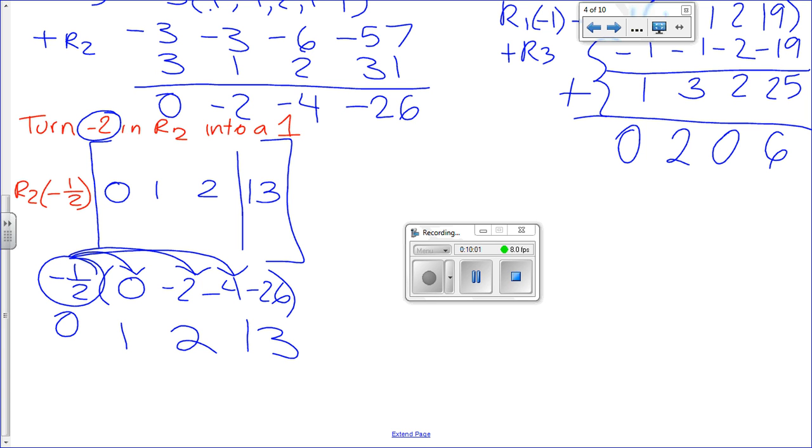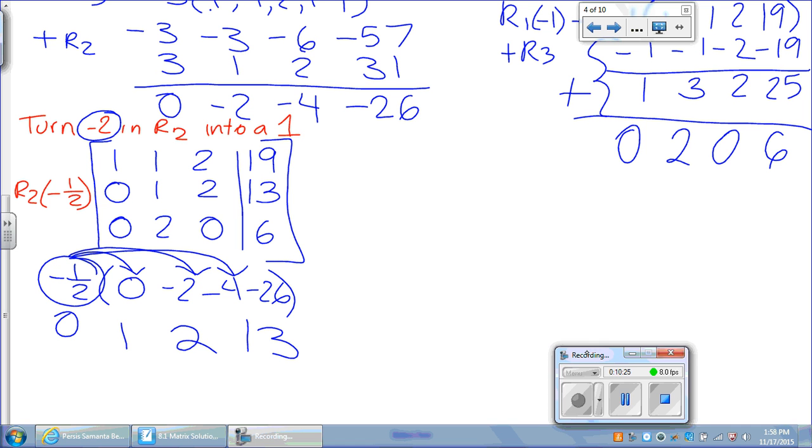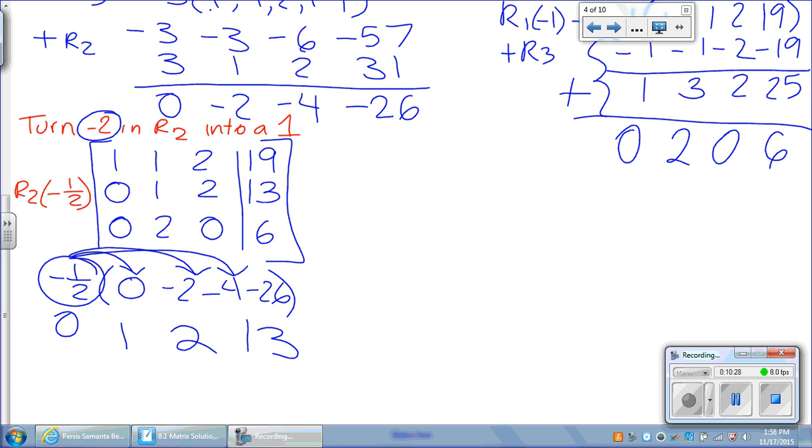Okay, we're just going to copy R1 and R3 like they were from the beginning. So, Andrea, tell me what was R1 from the previous step. R1 was 1, 1, 2, 19. Okay, and Biryani, what was R3? 0, 2, 0, 6. Thank you. Okay, we're almost done, guys.